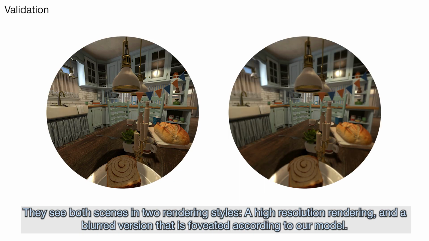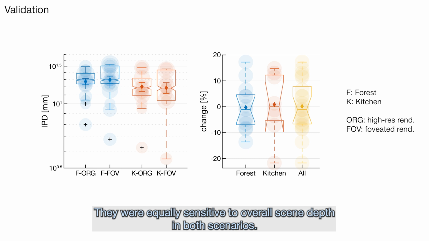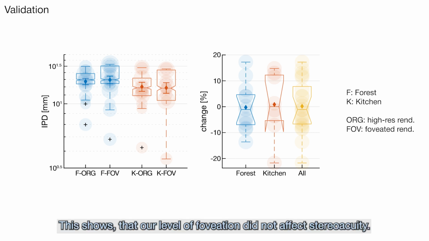They see both scenes in 2 rendering styles, a high-resolution image and a blurred version that is foveated according to our model. The results show that participants performed similarly for both rendering styles. They were equally as sensitive to overall scene depth in both scenarios. This shows that our level of foveation did not affect stereo acuity.